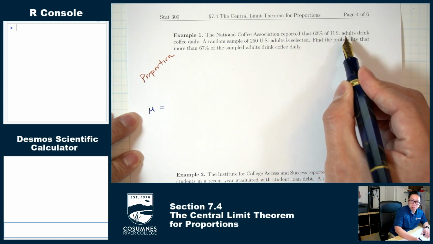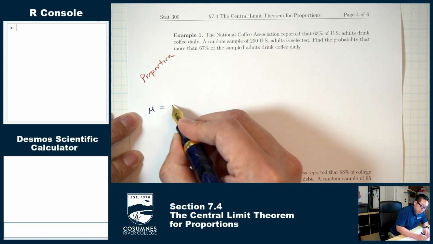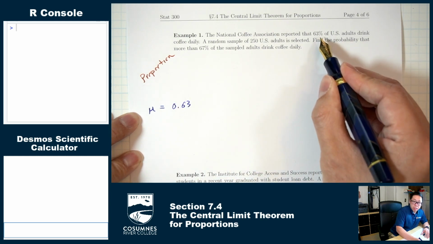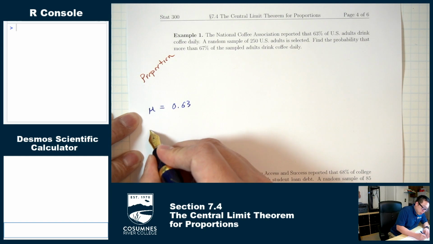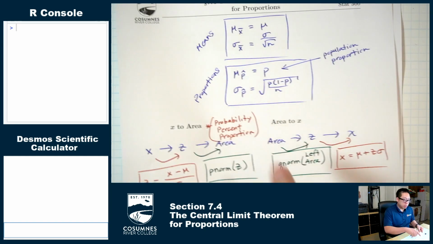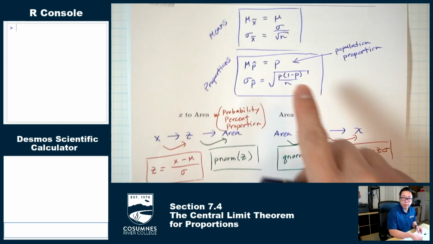60% of the US adults drink coffee. So the population proportion, the mean, is going to be 0.63, written as a decimal, so convert that to a decimal. The standard deviation we're supposed to use is this big square root formula. So big square root p(1 minus p) over n.